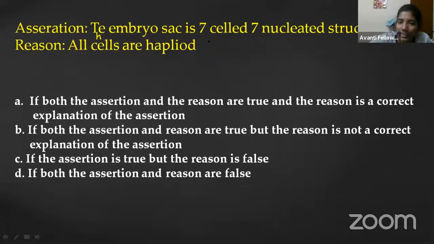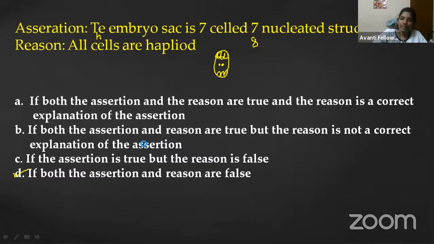See, the embryo sac is a 7-celled, 8-nucleated stage, not a 7-nucleated stage. So the assertion is false. If the assertion is itself false, you cannot choose option A, B, C because all three options are saying the assertion is true. But that is wrong. So option D is correct. Also, all the cells are not haploid. If you take the embryo sac, the upper three cells are haploid, the lower three cells are haploid. But the central cell, which has 2 nuclei, is diploid, right? So all the cells are not haploid and the embryo sac does not have only 7 nuclei. It has 7 cells, 8 nuclei. Understood how to solve this?